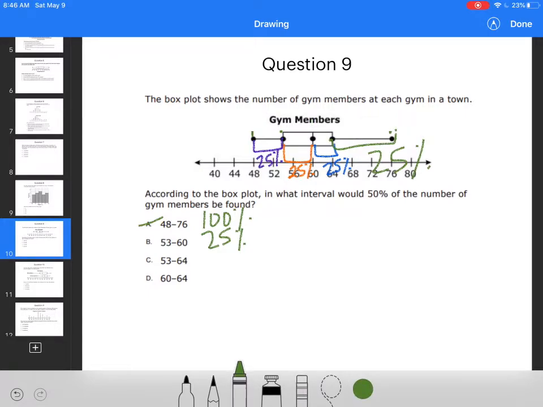So then they said 53 to 64. Well, that's 25 plus 25. That's 50% of your data. So I think it's C, but let me check the last one. 60 to 64, I'm sorry. That's only 25% of the data. So C should have been your correct answer.